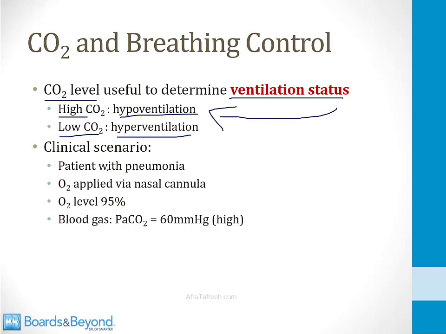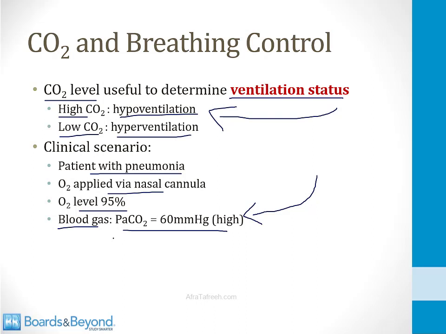So here's a clinical scenario that you could see on your boards, but you'll definitely see in your clinical rotations. A patient with pneumonia has oxygen applied via nasal cannula. The oxygen level is 95%, so you think that the patient is okay. But when you do an arterial blood gas, the PaCO2 is 60, which is high. This is a very ominous finding. This means that this patient is hypoventilating. Usually this means that the patient has begun to tire out and their respiratory muscles are becoming weak. For that reason, they're hypoventilating.